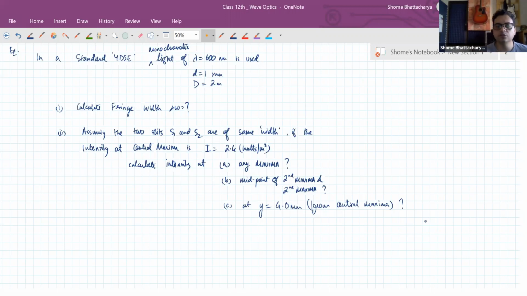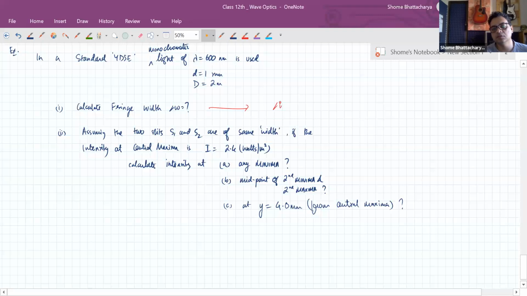So how much is the fringe width coming out to be? Just apply the formula d lambda by d. Right, very good, Ganesh, that's correct. So you'll get this directly by the formula d lambda by small d. So that is 2 into 600 nanometers, divided by 1 millimeter. So this will be the fringe width in meters, which when you calculate, you will see it will come out to be 1.2 into 10 raised to minus 3 meters, or 1.2 millimeters.